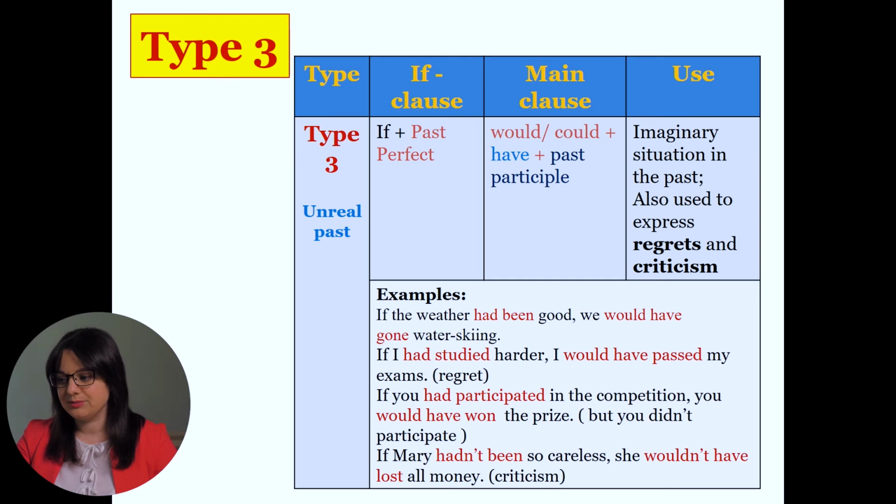If the weather had been good, we would have gone water skiing. The second. If I had studied harder, I would have passed my exams. Here we have regret. If you had participated in the competition, you would have won the prize, but you didn't participate. If Mary hadn't been so careless, she wouldn't have lost all money. It expresses criticism.